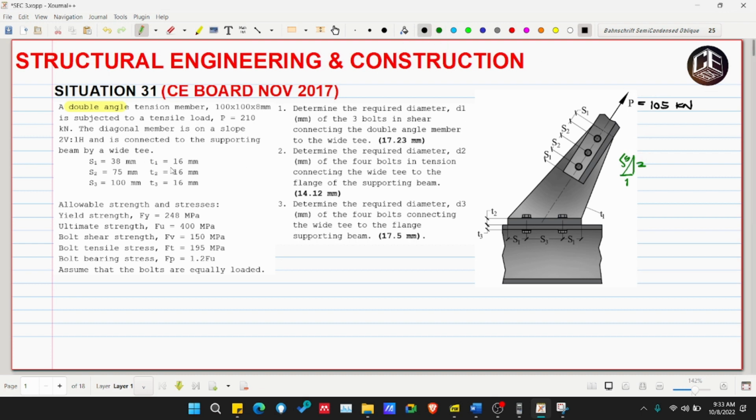Ilagay natin yung mga dimension. Ang ating S1 is 38. S2 ay 75. S3 ay 100. S1, 38. Then, lahat ng thickness ay 16 millimeters.